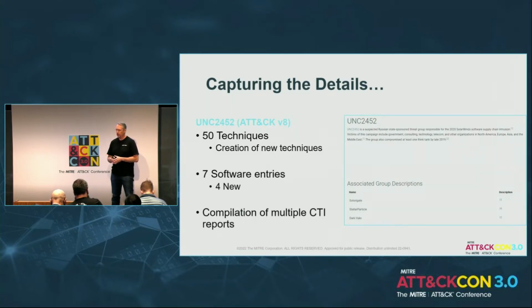When we did the out-of-cycle update for this, we had 50 techniques total. A majority of those were techniques that were already in attack. However, there was some new behavior that had not been previously captured in attack. So Jamie and other parts of the attack team worked with the community to help identify those, scope them, and then we mapped UNC 2452 to that as well.